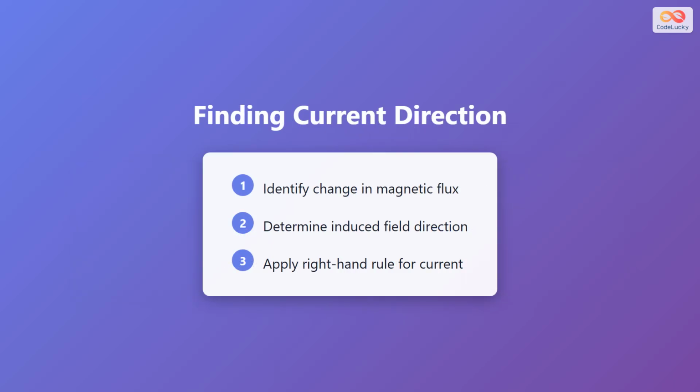To find the direction of induced current, follow these 3 steps. First, identify whether the magnetic flux is increasing or decreasing. Second, determine what direction the induced magnetic field must have to oppose this change. Third, apply the right-hand rule to find which way the current must flow to create that opposing magnetic field. With practice, this becomes second nature.